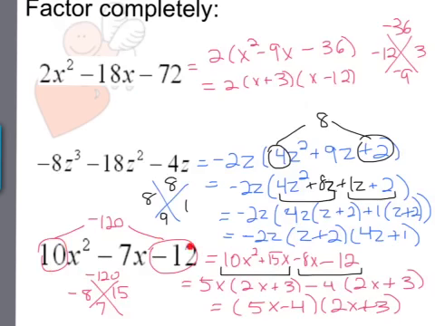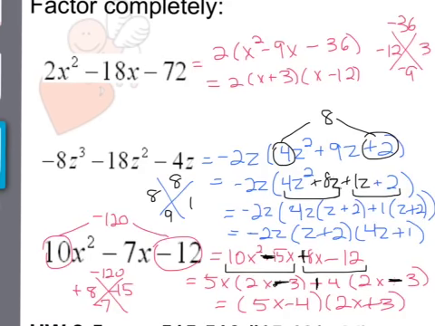For this last trinomial, the a term is greater than 1, and there's no GCF that can be factored out right now. So we do the eyeglass method. What two factors of negative 20 add up to negative 7? So we have a positive 8 and a negative 15. We rewrite it as 10x squared minus 15x plus 8x minus 12.